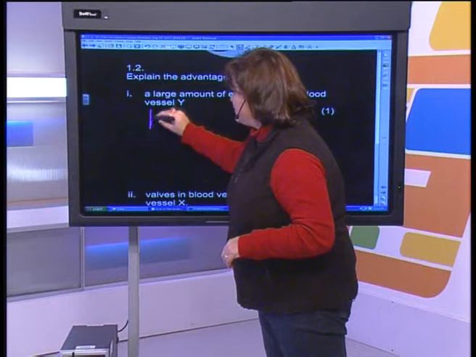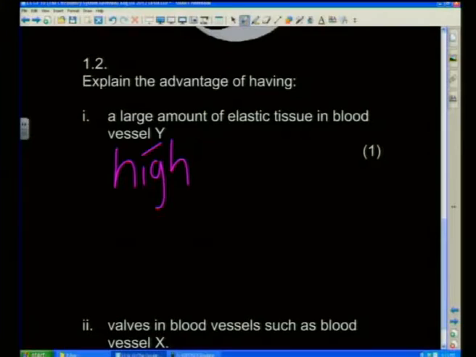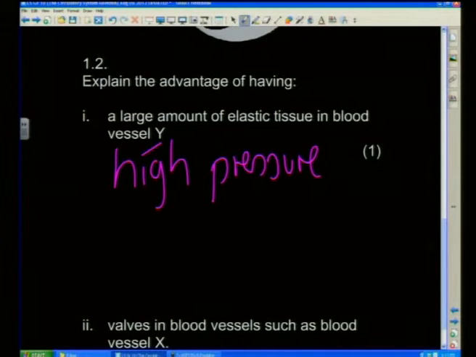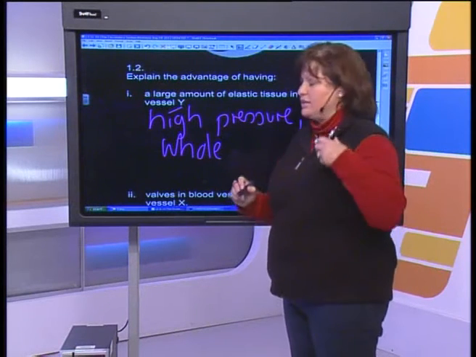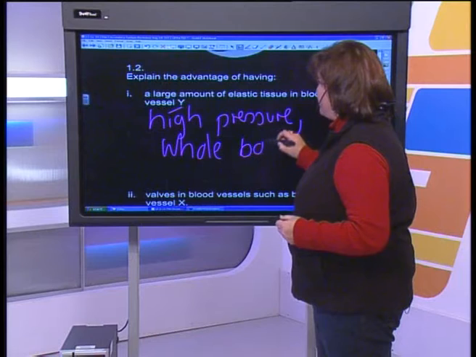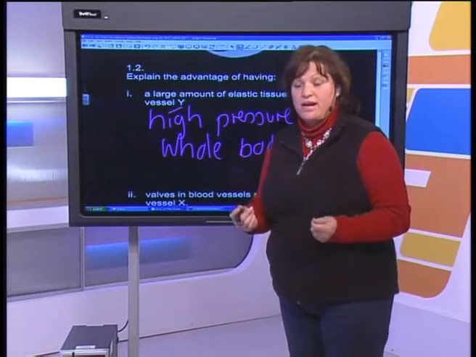Because imagine elastic stretches, but in the arteries, it's not going to stretch as much. So we still retain a little bit of pressure there to get the blood throughout. Because where do we want to get it? We want to get it to the whole body. So the more elastic, the higher the pressure we're going to maintain in the arteries. We are then going to be able to get the blood to the whole body. That's what we want to do. We need to get the oxygen to all of our cells.